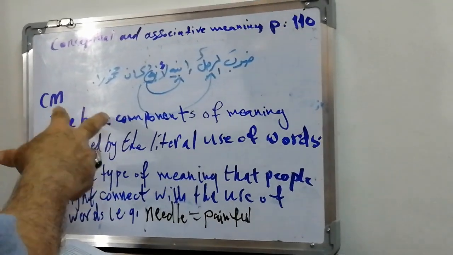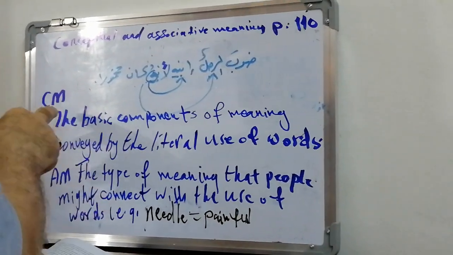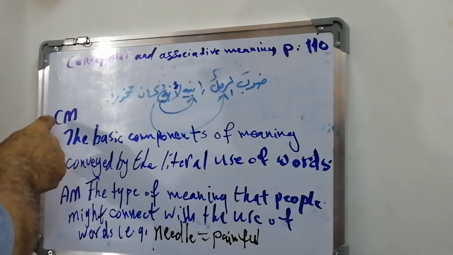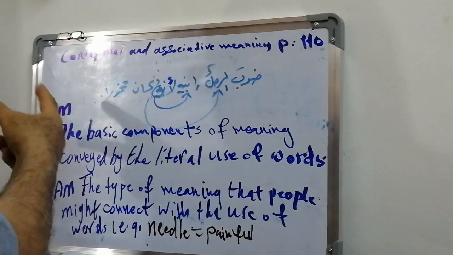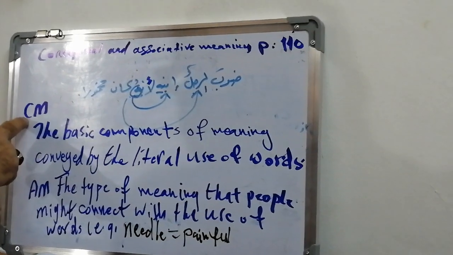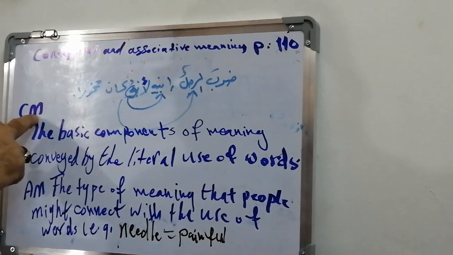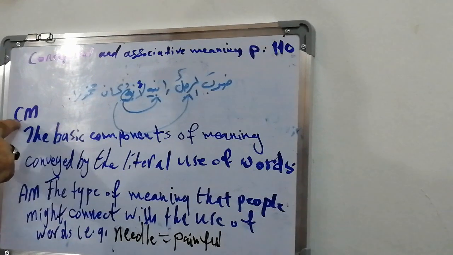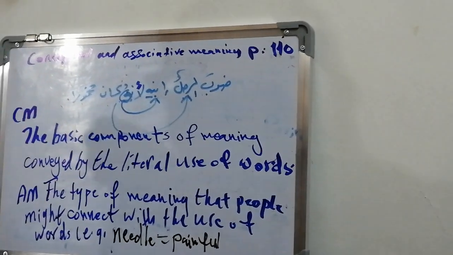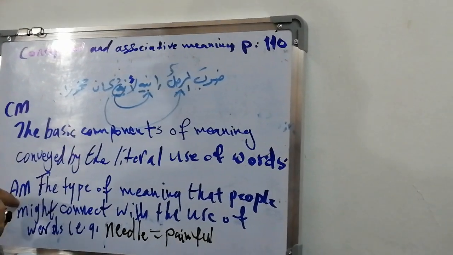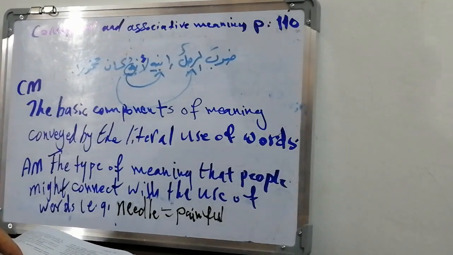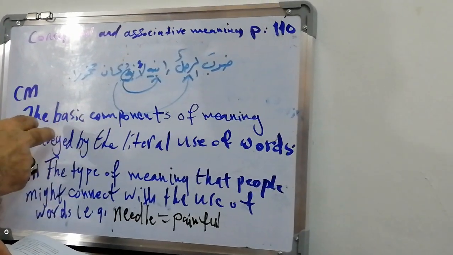Now, as you can see here, I have just made an acronym of the words conceptual meaning. I took the letter C and the letter M, so I have an acronym here. The C stands for conceptual and the M stands for meaning. Here also, A means associative, M means meaning. Right. Now, what do we mean by conceptual meaning?